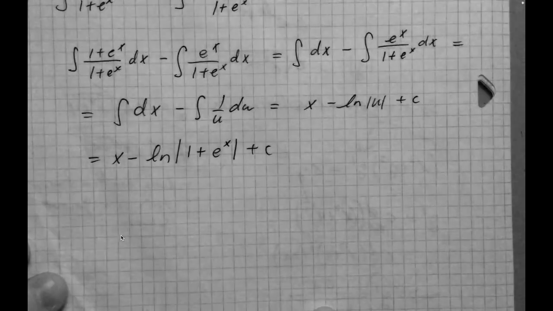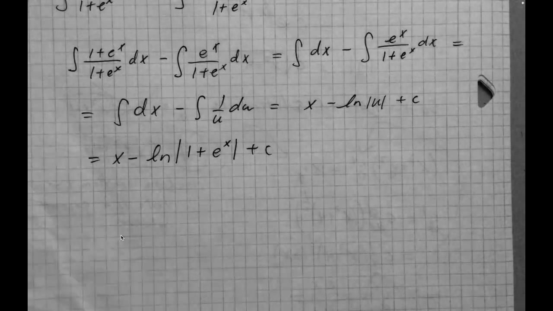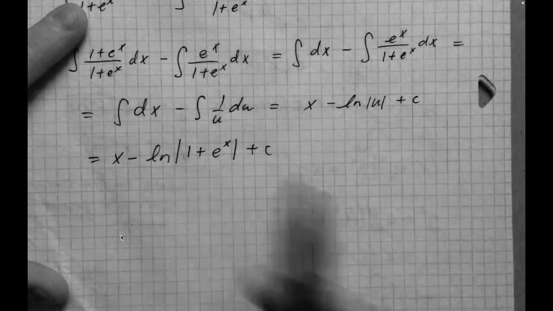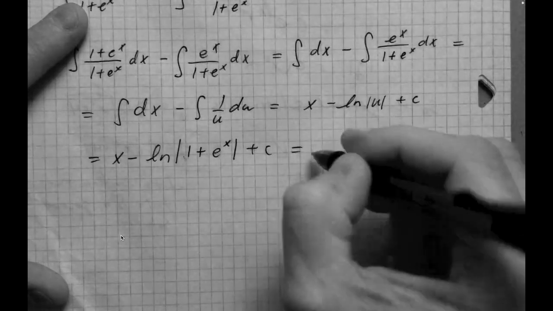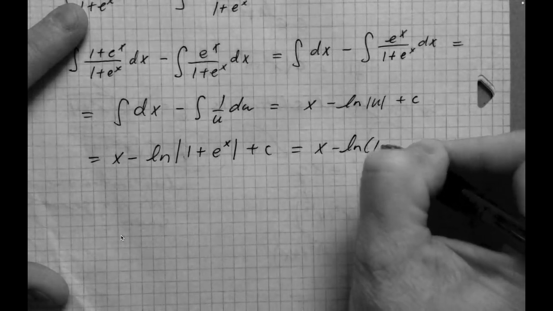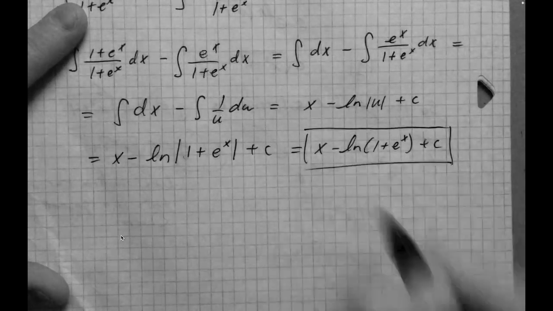And so that is the integral. Now, of course, this 1 plus e to the x is always positive, and obviously 1 is. And so I guess we could drop the absolute values and write it like this. Okay, but there you go.